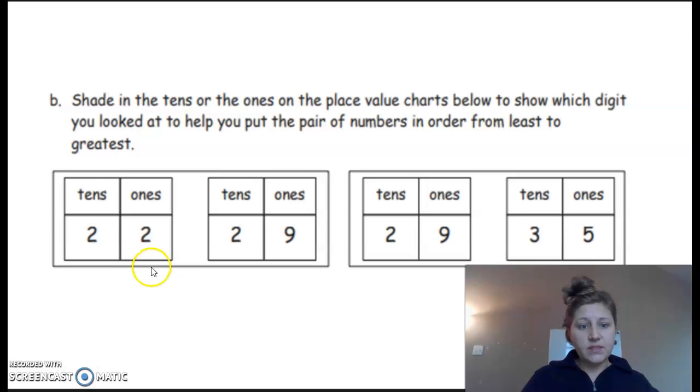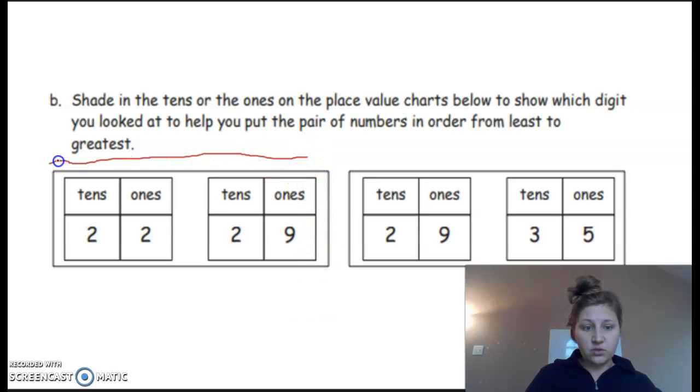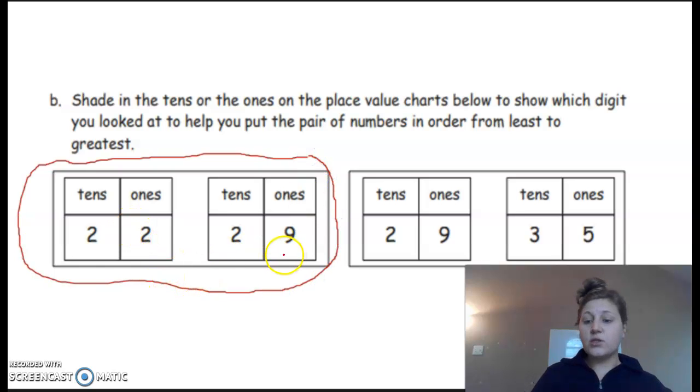The next problem says, shade in the tens or the ones on the place value chart below to show which digit you looked at to help you put the pair of numbers in order from greatest to least or from least to greatest. So we've got two different, let me get my pen, we've got two different sets of numbers, okay? Our first set of numbers is this one, 22 and 29.